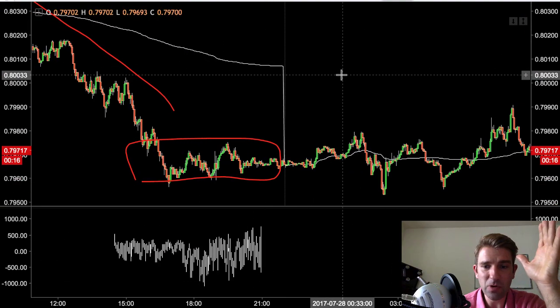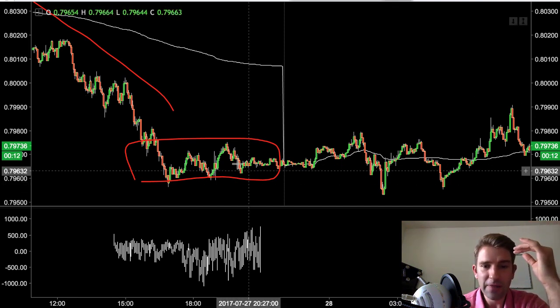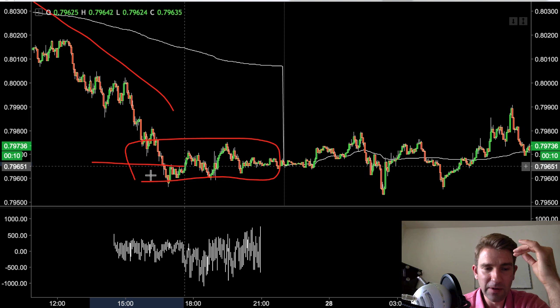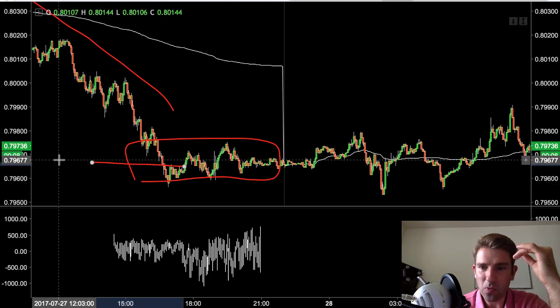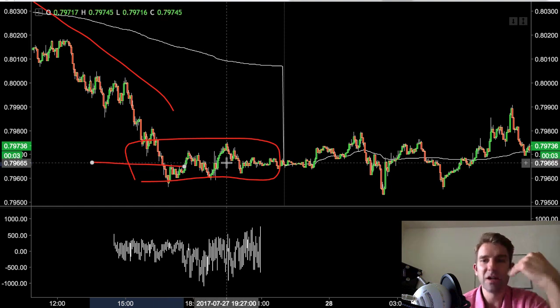Let me zoom in so we can see. We've got a key level early in the morning. Australian time is going to be perfectly normal. There's our key level here at around, what is that? It's about 0.796 approximately. But you can see we've kind of made a pseudo pivot.